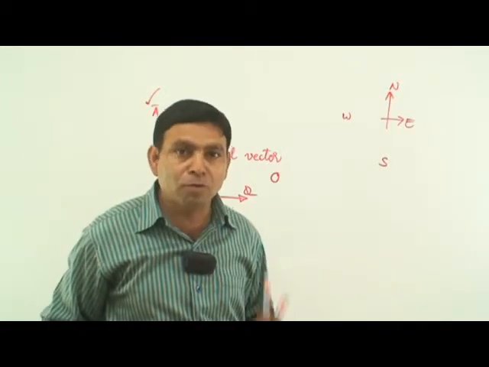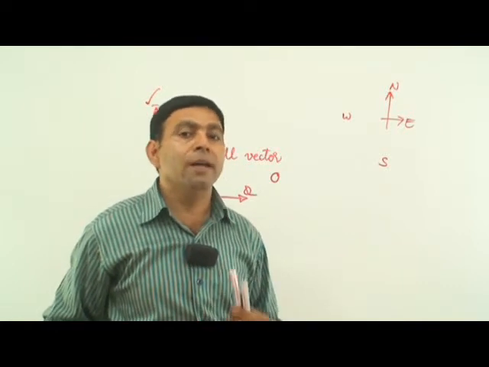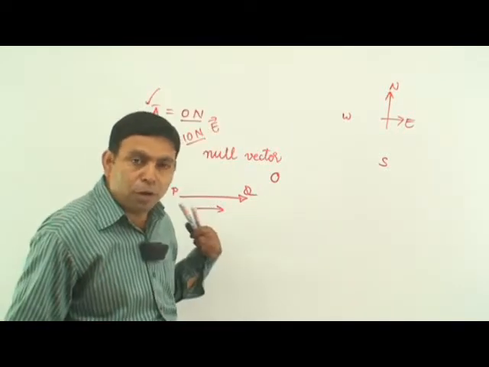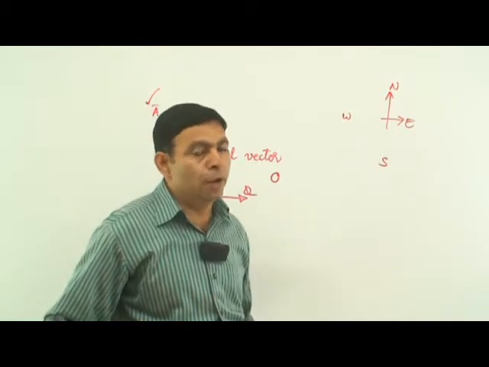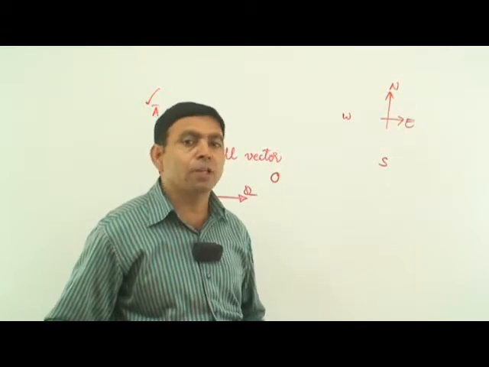More about this you will understand in different chapters like kinematics and in higher classes. Fine. So a null vector is a vector with 0 magnitude and indeterminate or meaningless direction. Okay, or the direction of a null vector has no meaning.